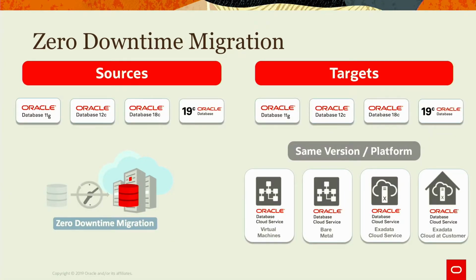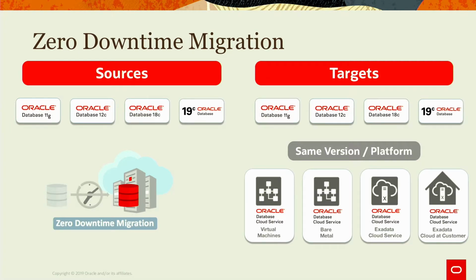Now, which sources do we support? 11G databases up to 19C, and then targets the same. We recommend to do migration between same versions, and of course, it's one platform only since we leverage DataGuard. But in version 2, we're going to be using Golden Gate, and it will be multi-platform.